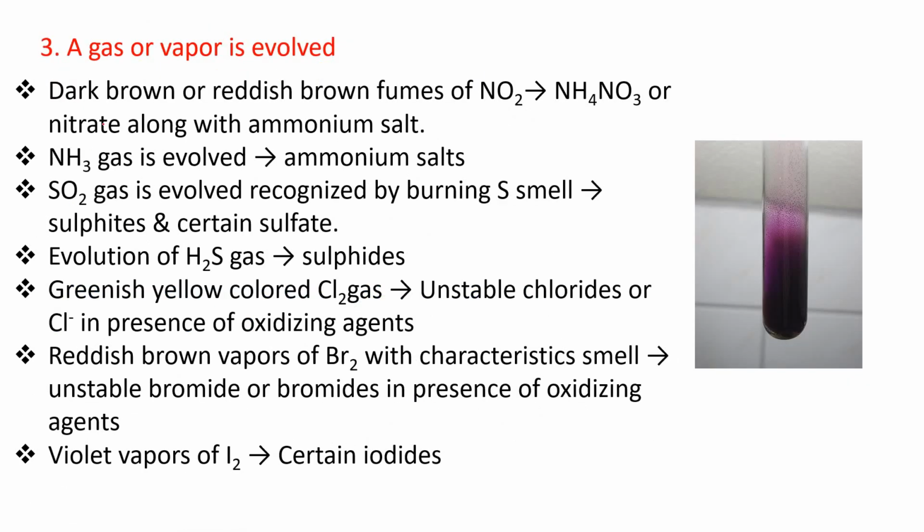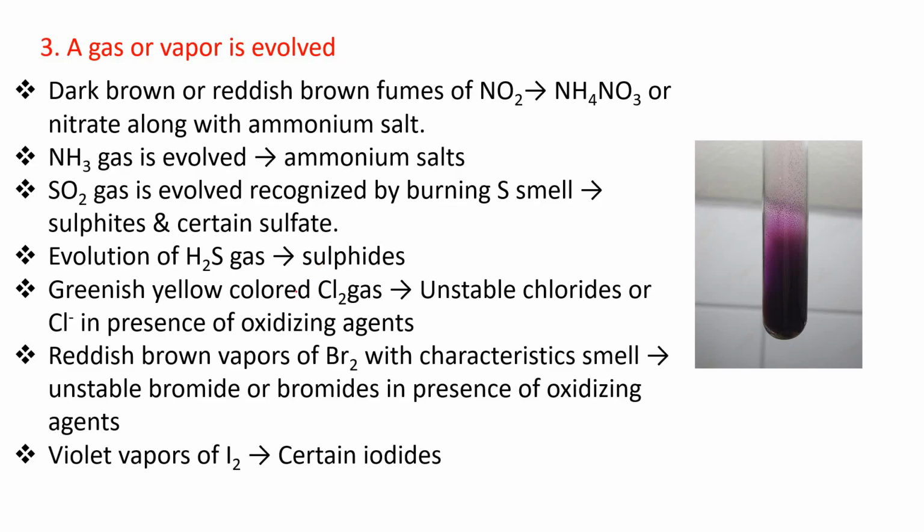Now coming to the third category, that is a gas or vapor is evolved. If you get dark brown or reddish brown fumes of nitrogen dioxide, that may be ammonium nitrate or another nitrate in presence of an ammonium salt. Otherwise, if you get the smell of ammonia, then also it may be an ammonium salt. If you get the smell of burning sulfur, it may be a sulfite salt or certain sulfates. If you get the smell of rotten eggs, then it is sulfides.